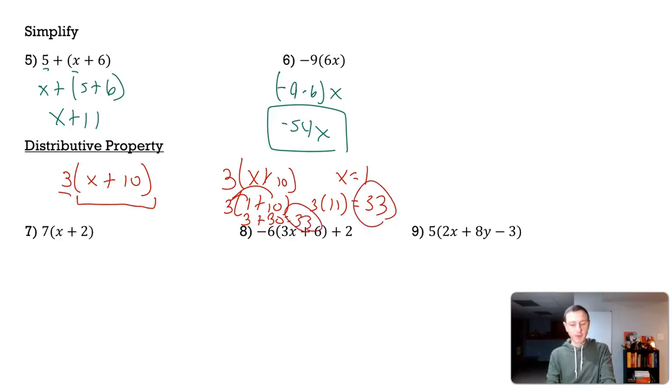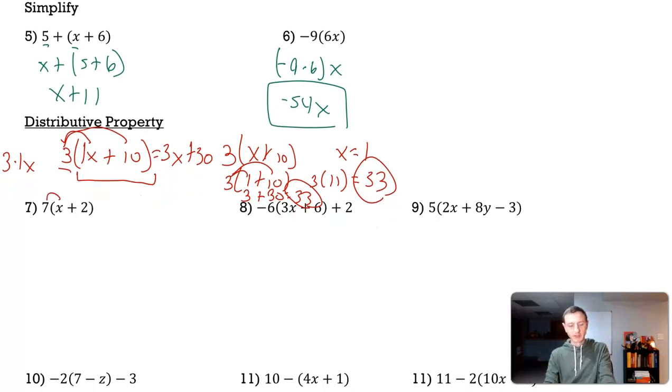But using a distributive property, I could do 3 times x, and then 3 times 10 to get 3 times x. This is a 1, so this is 3 times 1x. 3 times 1 is 3. 3 times 1x is 3x. 3 times 10 is 30. So I just distribute to all of the terms.